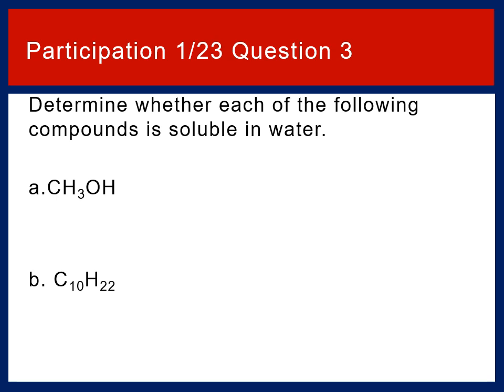Participation 123, question 3. Determine whether each of the following compounds is soluble in water. A, CH3OH, and B, C10H22. This is the third question on participation 123, due Friday, January 23rd at 11:59 p.m. over on Blackboard. The link to the assignment is right below the links to these videos. Again, the question is to determine whether each of the following compounds is soluble in water. A is methanol, and B is decane.